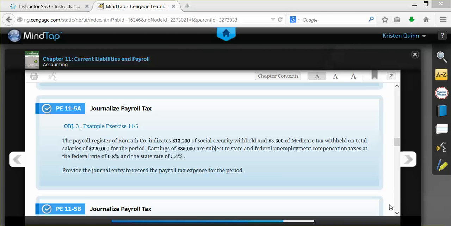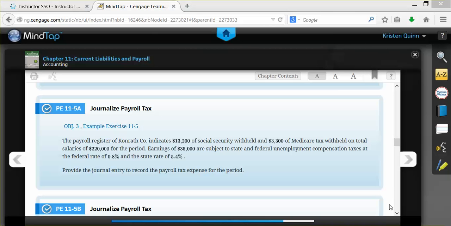They tell us that our company indicates $13,200 of Social Security that was withheld and $3,300 of Medicare tax withheld on total salaries of $220,000 for the period. Earnings of $35,000 are subject to state and federal unemployment compensation taxes at a federal rate of 0.8% and a state rate of 5.4%. Again, these are taxes that the employer must pay because they have, in fact, employees.